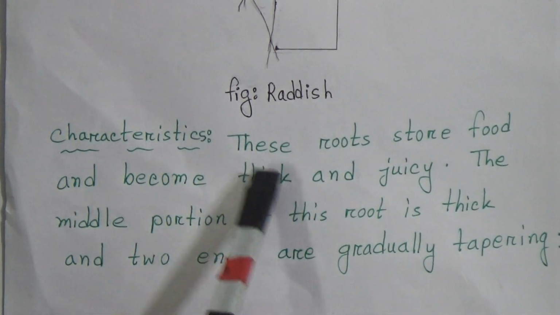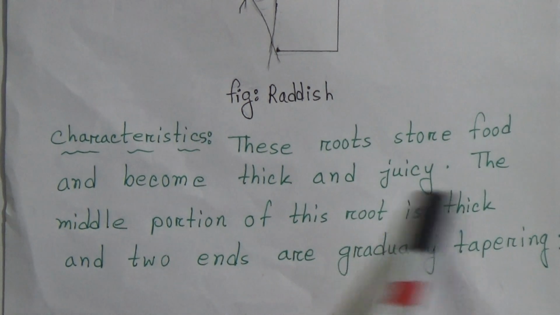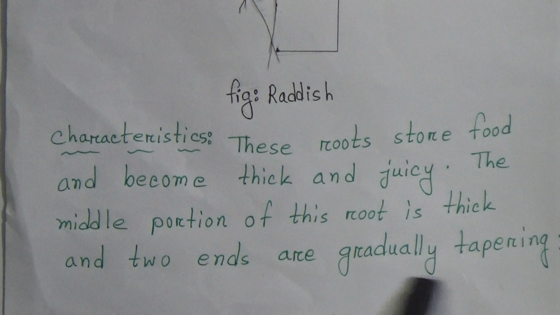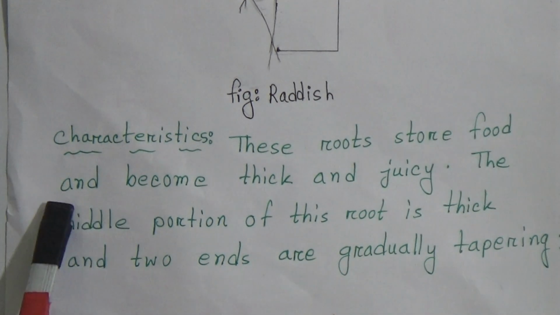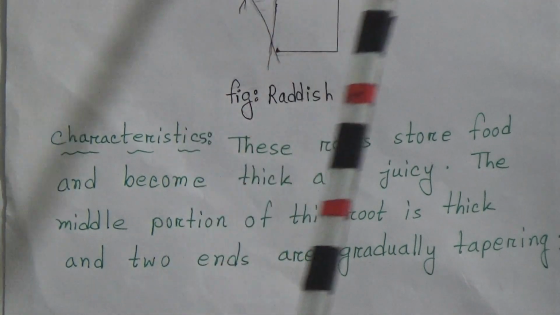Characteristics of radish: these roots store food and become thick and juicy. The middle portion of this root is thick and two ends are gradually tapering. Students, I have written these characteristics from your book. You can take help from your book. You can write from there also.